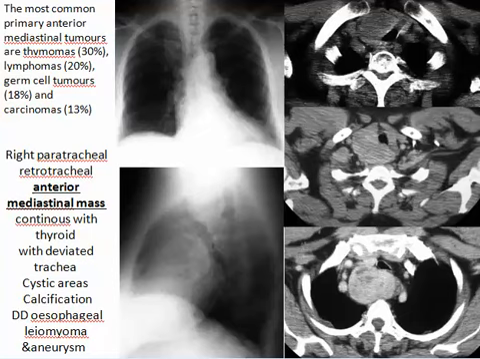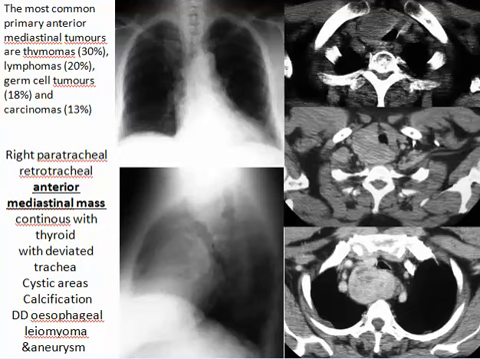Here we can find that there is a mass, and the mass is seen displacing the trachea anteriorly, and its soft tissue is seen continuous to the neck, and the trachea is mildly shifted to the left. Here the trachea is shifted to the left. Here it is encircling the trachea mainly on the right side, and here it is extending posteriorly, displacing the trachea anteriorly and to the left.